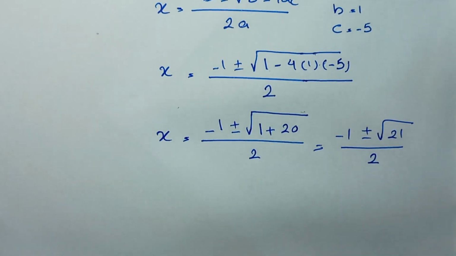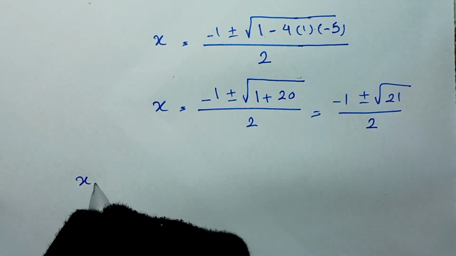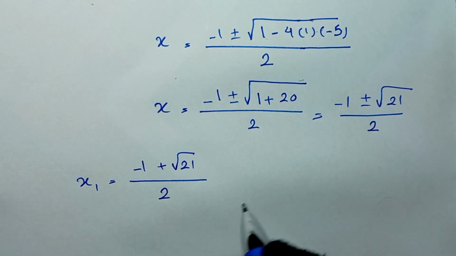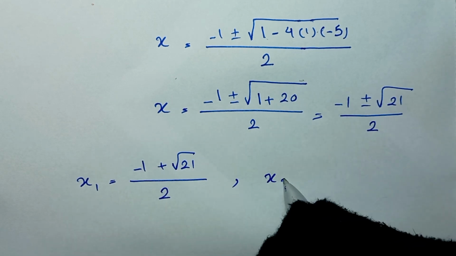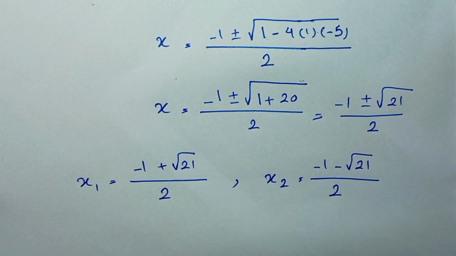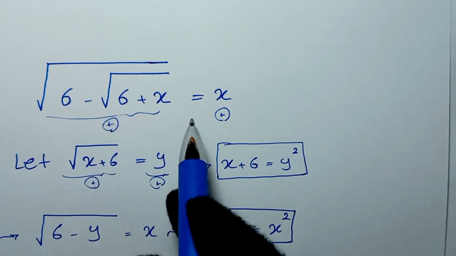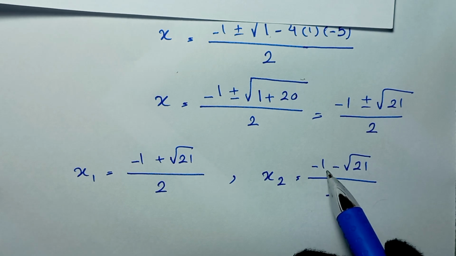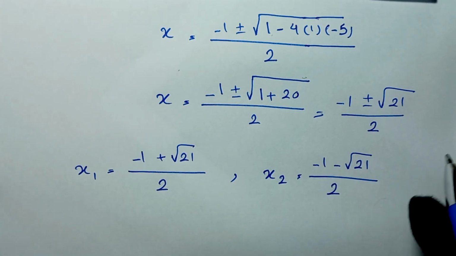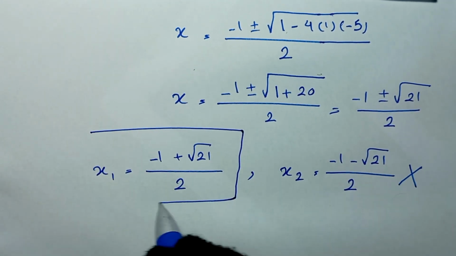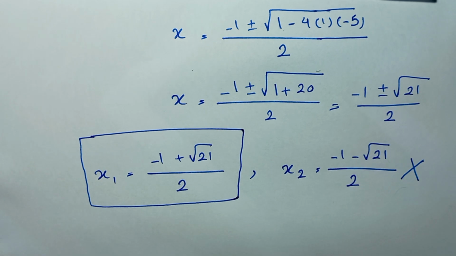So we have two values for x. x1 is equal to negative 1 plus square root of 21 over 2, and x2 is negative 1 minus square root of 21 over 2. But from here, we find that x is positive. So this negative 1 minus square root of 21 is negative, so we reject this answer, and this is our final answer for x.